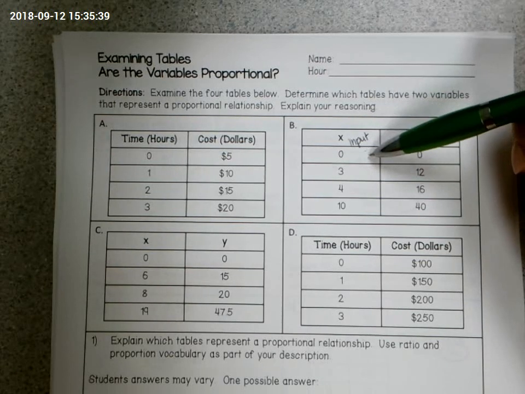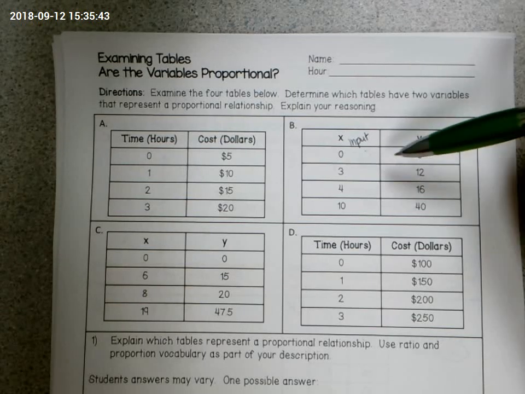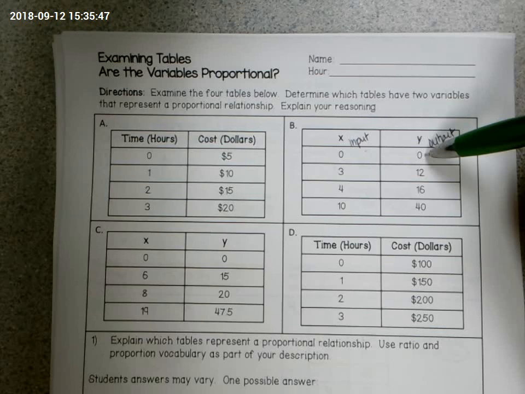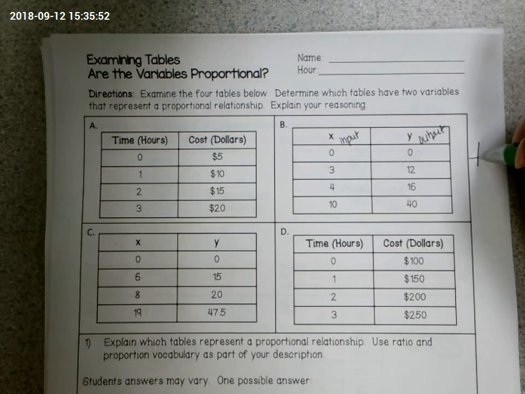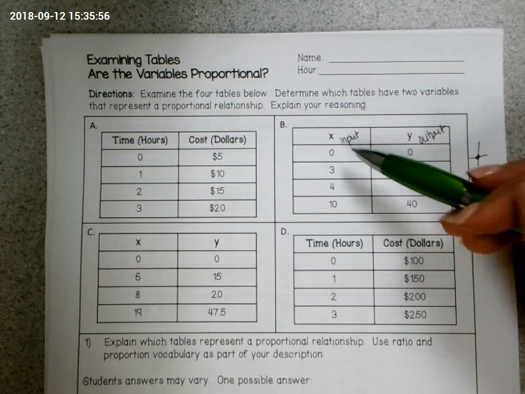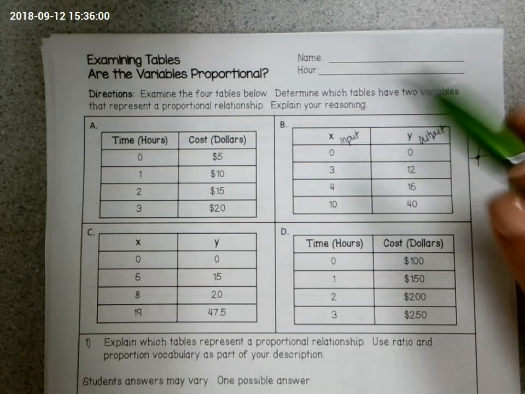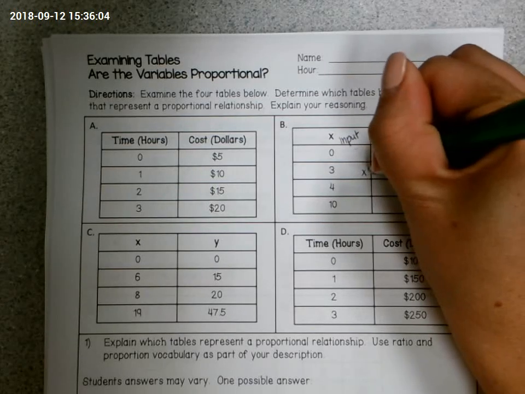And if I look in this first one here, these are both zeros, which should sound familiar because x is 0, y is 0. That means that if we were to graph it, we'd be starting at this 0, 0 point, that point of origin. Then we have 3 to 12. Think back to your input-output tables. In order to get from 3 to 12, we multiplied by 4.